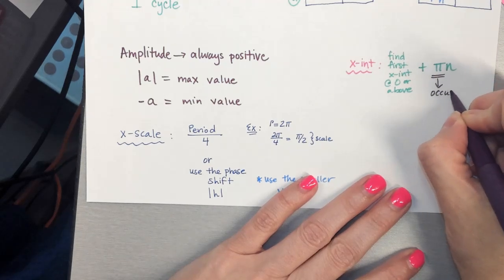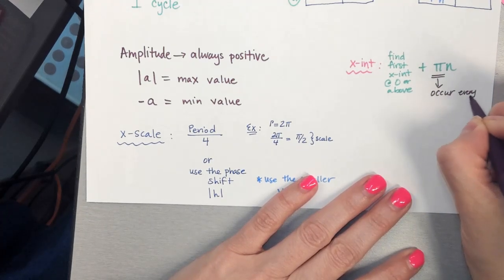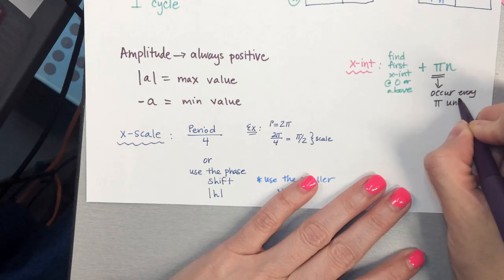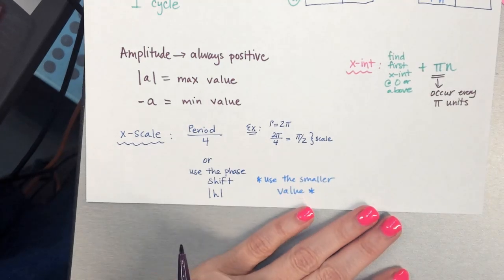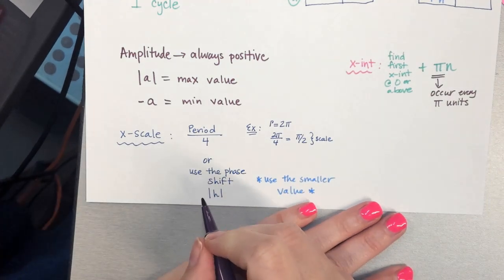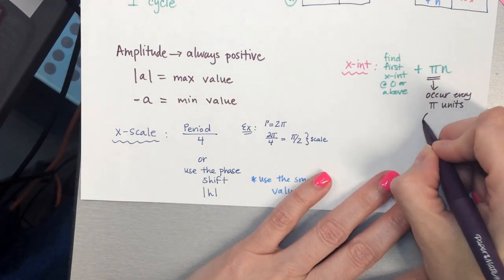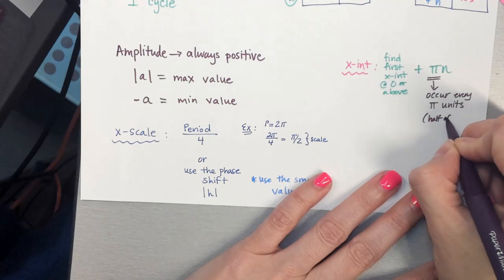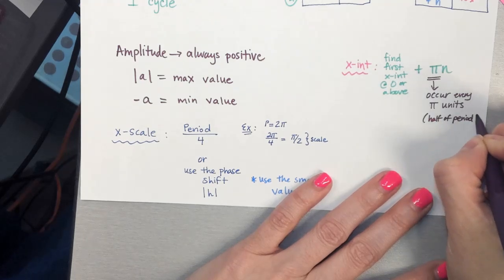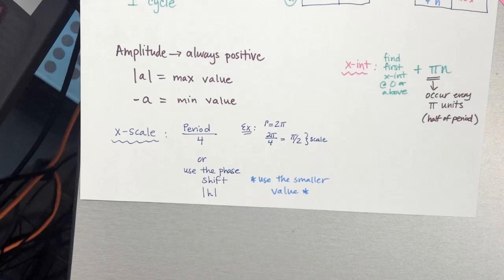What we didn't really talk about last time is the reason why it was always pi n. It's more than just that they occur every pi units. It's because all of the periods that we had were 2 pi. What's the relationship between pi and 2 pi? It's half of the period. And the only ones I gave you have a period of 2 pi today. So I tried to keep that part simple for now.